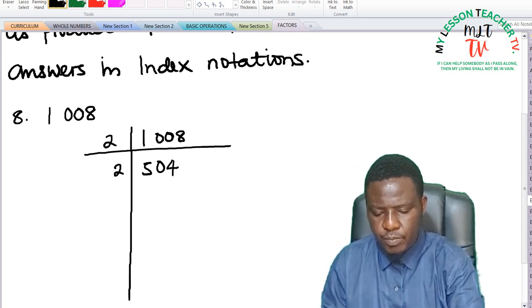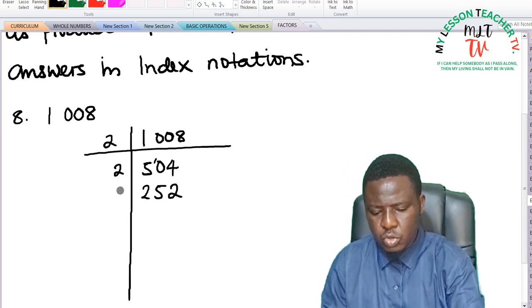2 can still go. 2 into 5 is 2 times remainder 1. 2 into 10 is 5 times, and 2 into 4 is 2 times. 2 can still divide. 2 into 2 is 1. 2 into 5 is 2 remainder 1. This becomes 12. 2 into 12 is 6.